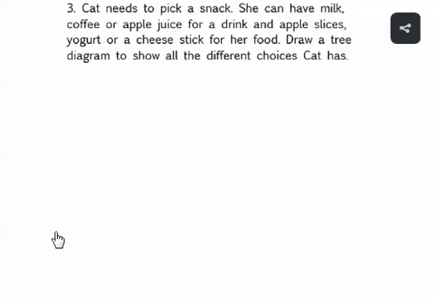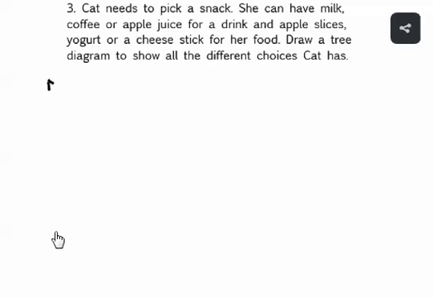Alright, so the next one says, Cat needs to pick a snack. She can have milk, coffee, or apple juice for a drink, and apple slices, yogurt, or a cheese stick for her food. Draw a tree diagram to show all the different choices Cat has. Again, same thing. We want to think, okay, the very first information that they give us is that she can have 3 different options. She can have milk, coffee, or apple juice. Okay, so I'm going to start out with those.